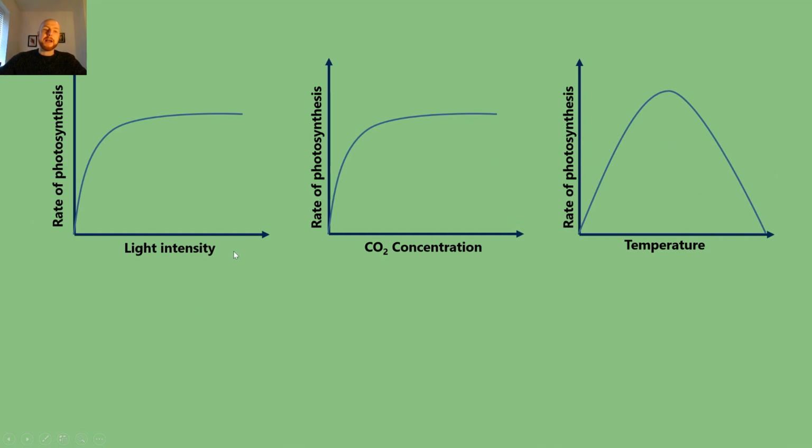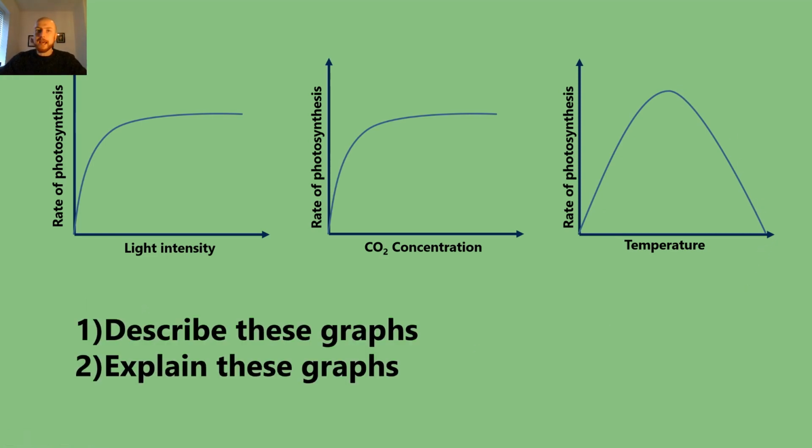So we can see that as the light intensity increases, the rate of photosynthesis increases and then plateaus. As the carbon dioxide concentration increases, so does the rate of photosynthesis until it reaches its optimal rate and then it plateaus. And finally, with temperature, as the temperature increases, so does the rate of photosynthesis until it reaches its optimum rate. But then after this, the enzymes will denature and we have a sharp drop in rate of reaction. So you need to be able to, 1, describe these graphs, and 2, explain these graphs.